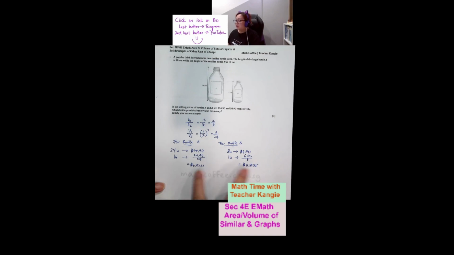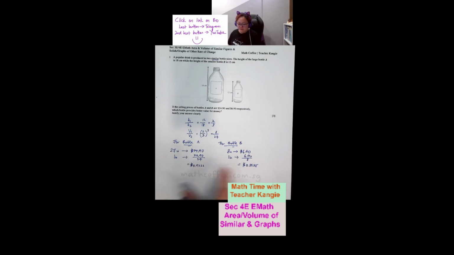So we're going to do the same for bottle B. Bottle B is 8 units and paying 6.90. So 1 unit will be 6.90 divided by 8, and that will give us 0.8625. So now look at these two comparisons. For the same 1 unit or cm cube of drink, one you pay 0.92 dollars. The other one you pay 0.86.